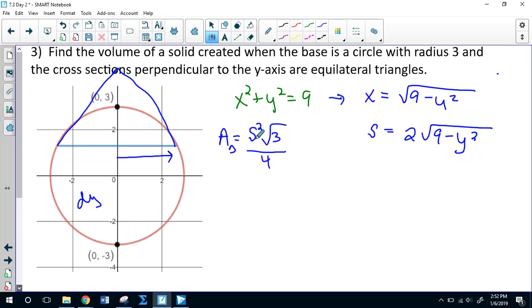So that's going here. And I'm going to be integrating this, and I'm going to do just like I did before. I'm going to go going up this time, right? So I'm going from 0 to 3, but I'm going to double it. And it's side squared, so this thing squared, 4 times 9 minus y squared, all over 4.